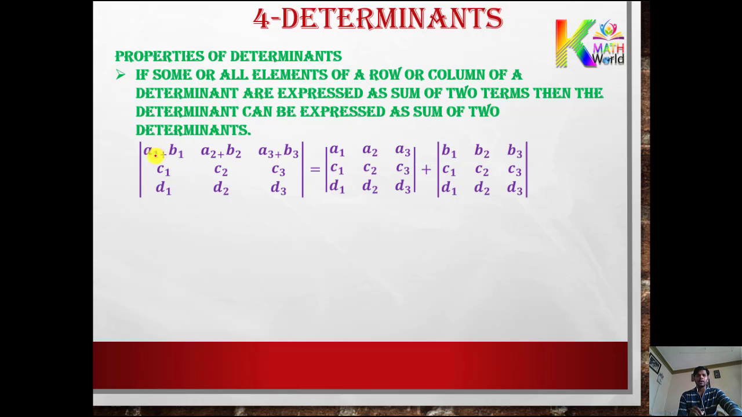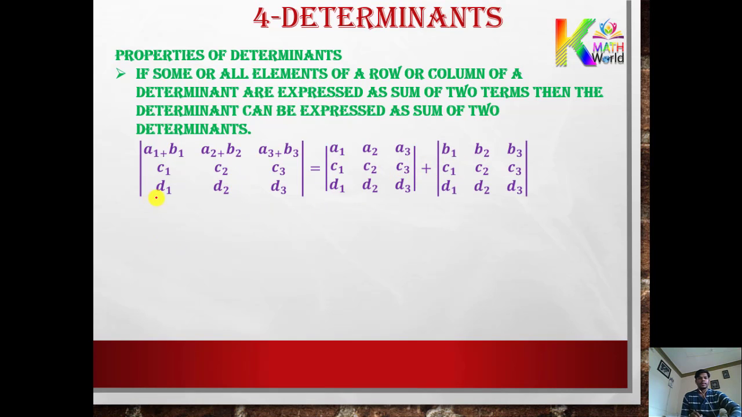Then you can express that determinant as a sum of two determinants. You can see the first elements of the first row are in the first determinant and the second elements are in the second determinant, while the second and third rows remain fixed in both determinants. It means any determinant can be expressed as the sum of two determinants with respect to any row. Let us try to understand this property with an illustration.